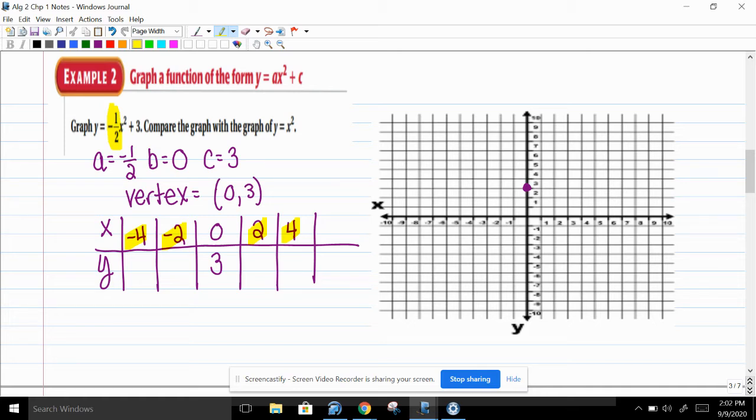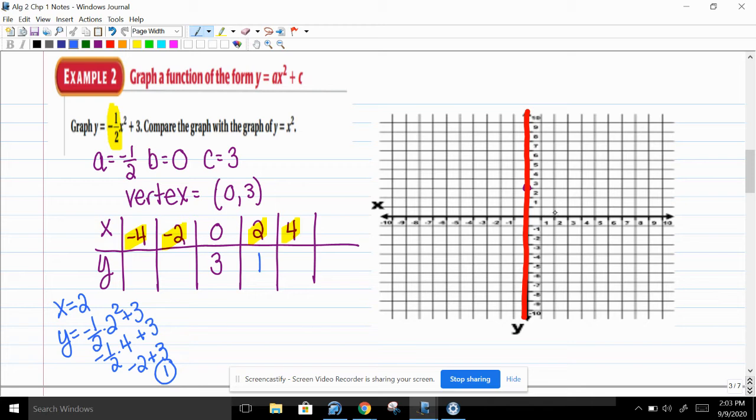Okay, so I have my vertex already drawn, which means my axis of symmetry is going to go right through it. That's going to be my axis of symmetry. Okay, now let's start finding my missing ordered pairs. So when x is equal to 2, I'm going to plug in 2 first. That means y is equal to negative 1/2 of 2 squared plus 3. So negative 1/2, 2 squared is 4 plus 3. Negative 1/2 times 4 would be negative 2 plus 3. Negative 2 plus 3 is positive 1. So 2 comma 1 is on the graph.